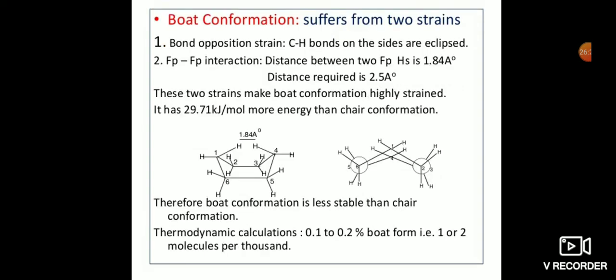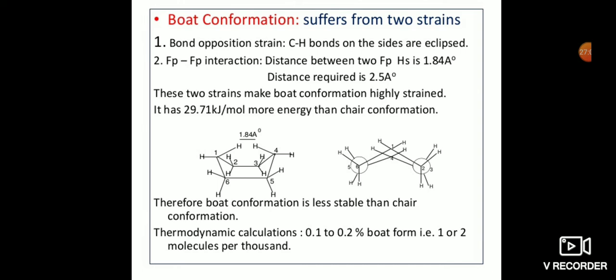Now we will see the next slide. This is about boat conformation. It suffers from two strains, which means boat conformation is less stable compared to chair conformation. We have already discussed the stability order of these different conformations. From that, the most stable structure is chair conformation, then the twisted boat conformation, then the boat conformation, and then at last there is the half chair form. So we will discuss the boat conformation.